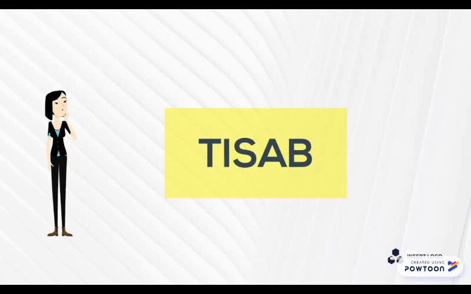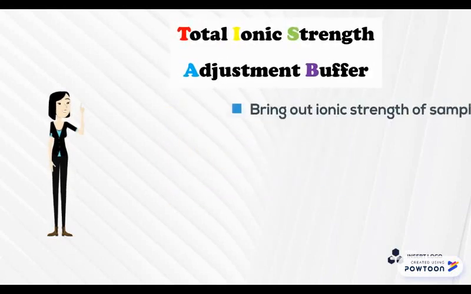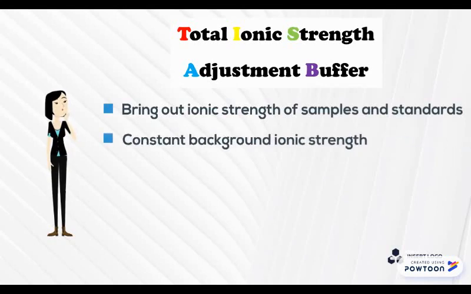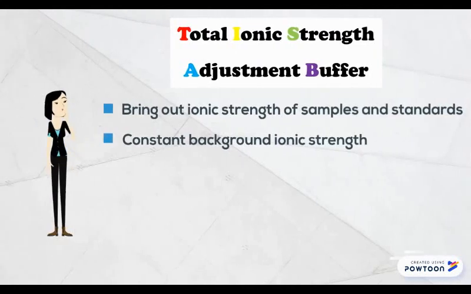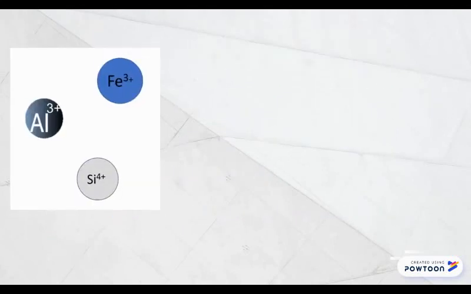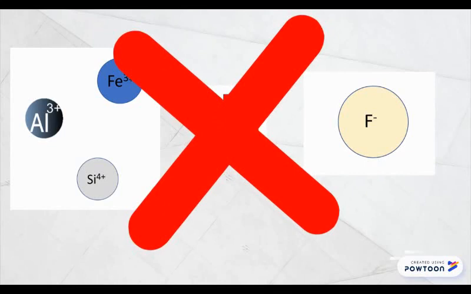TISAB, which is also known as total ionic strength adjustment buffer, is used to bring out the ionic strength of the samples and standards. And also, it is used to make sure that there is a constant background ionic strength. TISAB also serves to adjust the ionic strength and to reduce interference or reaction from other ions that might possibly react with the fluoride ion to form a compound. For example, aluminium ion, iron ion, and so on.